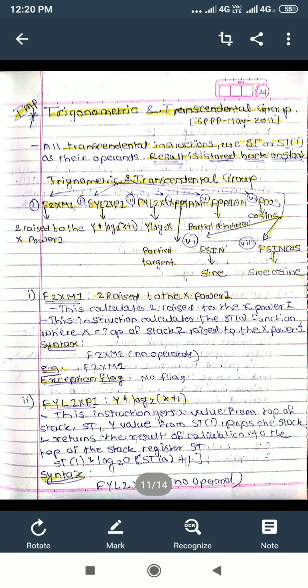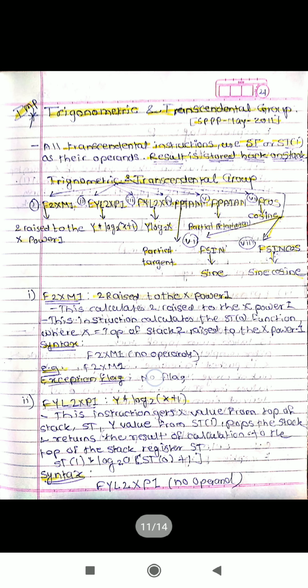This is a mathematical concept actually. You just have to remember it. And the syntax for this instruction is simply f2xm1 with no operand. An example is only f2xm1 with no operand. And the exception flag generated with this instruction is null. No flag is generated by this instruction.